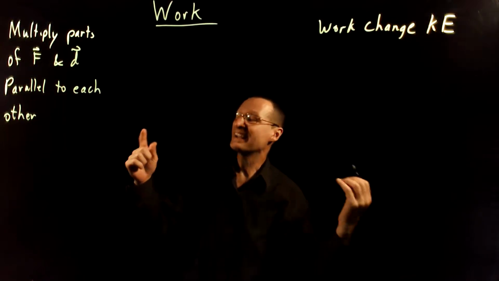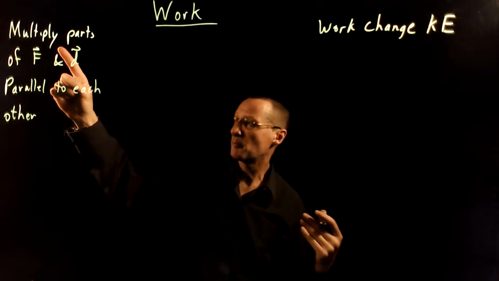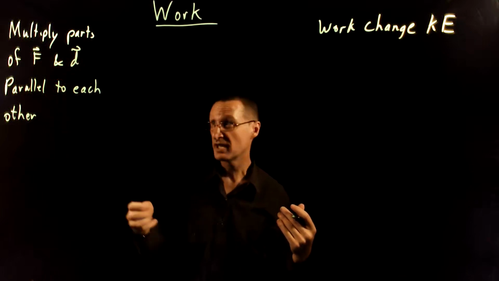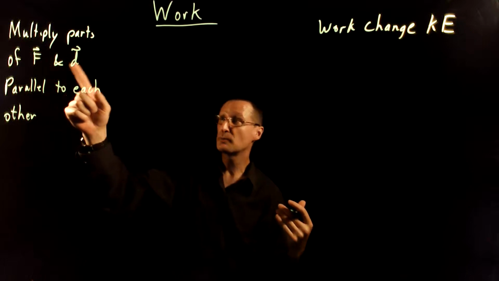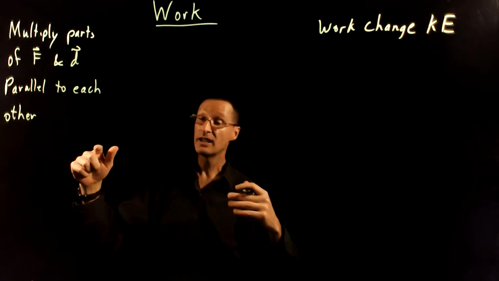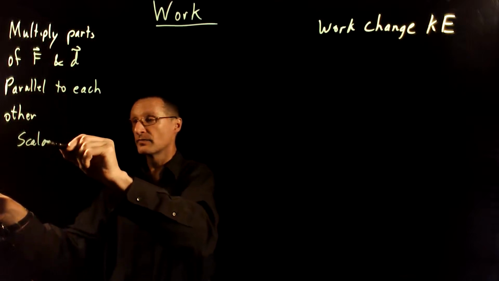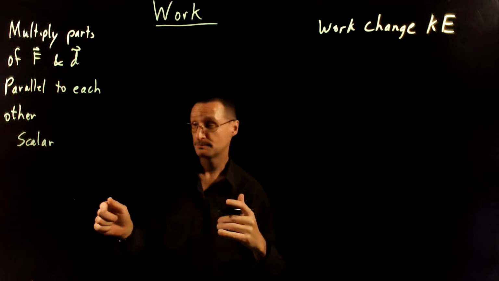Okay, so what is work? Well, the idea behind work is that we're going to multiply the parts of the force and the displacement that are parallel to each other. Force and displacement are both vectors. Interestingly, when you multiply the parts that are parallel to each other to get work, work is actually a scalar. So it's just a number, either positive, negative, or zero.